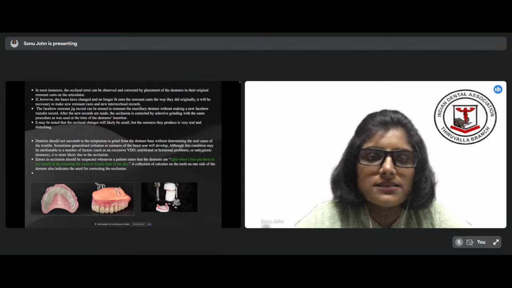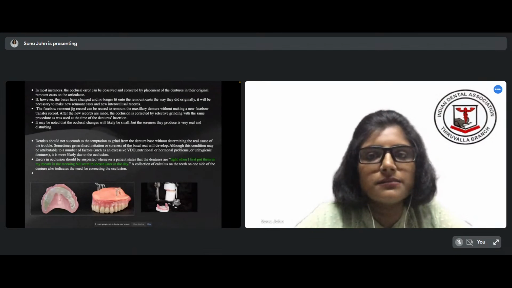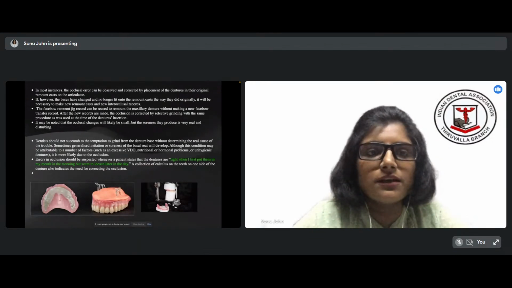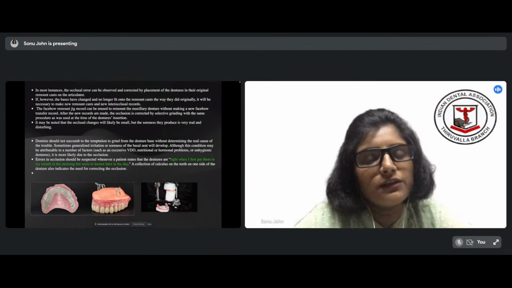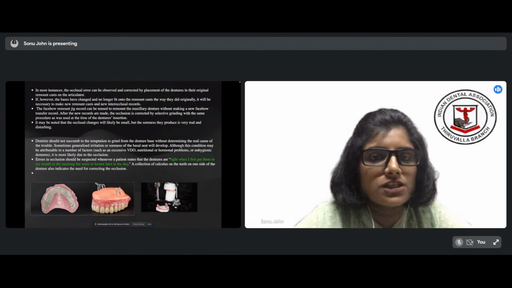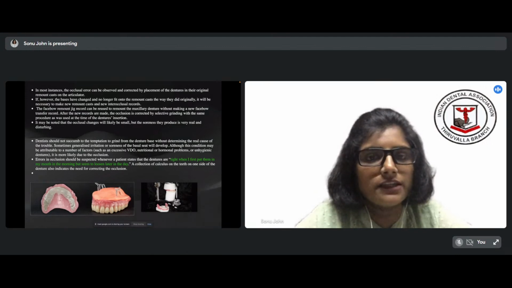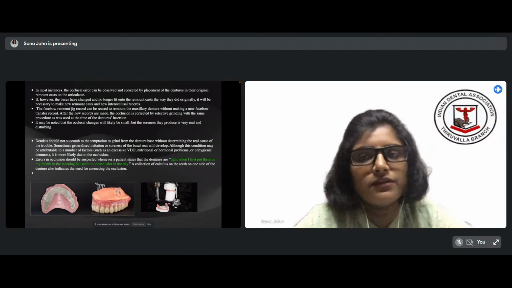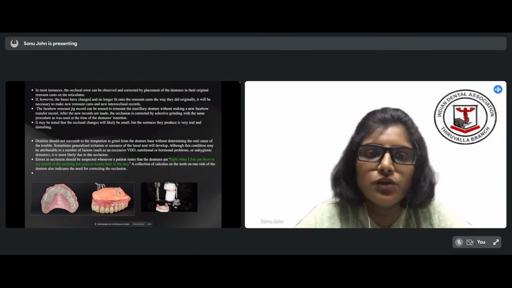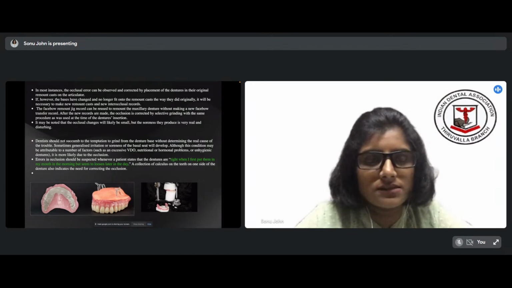Now, in most instances, the occlusal error can be observed and corrected by placing the denture on the original remount cast on the articulator. However, if your denture bases have changed and no longer fit into the remount cast the way they did initially, when you were doing the complete denture fabrication, you will have to make a new remount cast and a new interocclusal record.